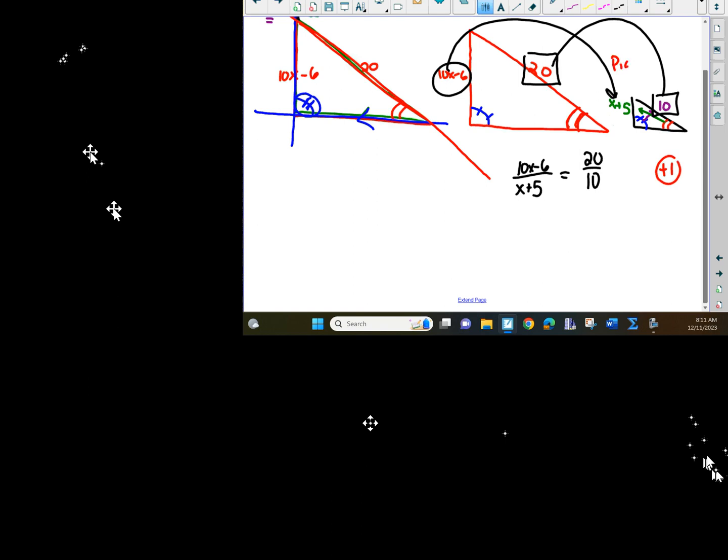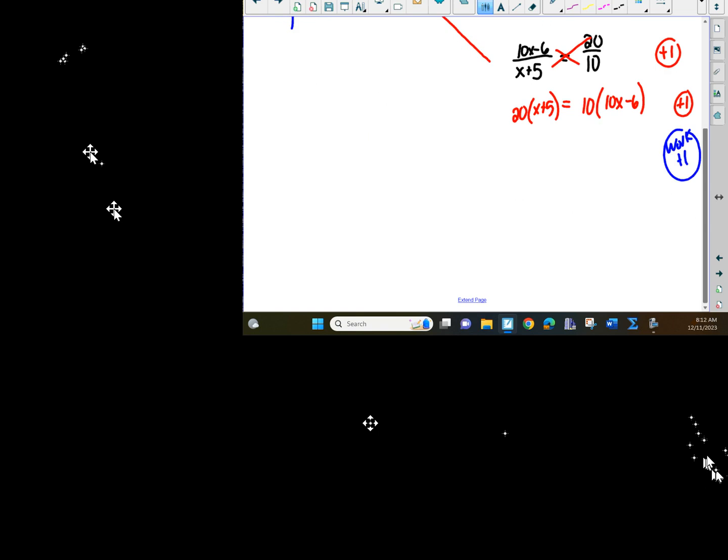You obviously have your picture up here. You have all of the stuff in the picture of the second one. You know it's a cross product right here, so we're going to take 20 and multiply it by x plus 5. We're going to take 10 and multiply it by 10x minus 6. So there you go, you got the cross product. Now you're going to come up here and show your work. This is the last problem right here, so make sure that you're following along with me still.